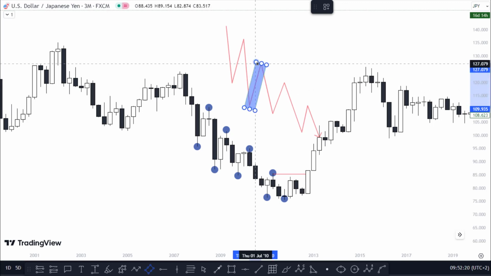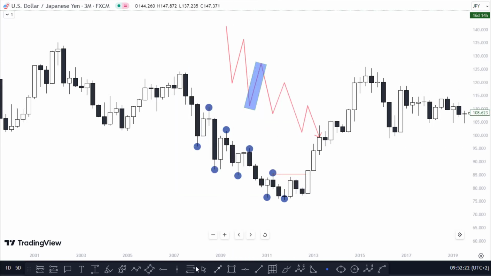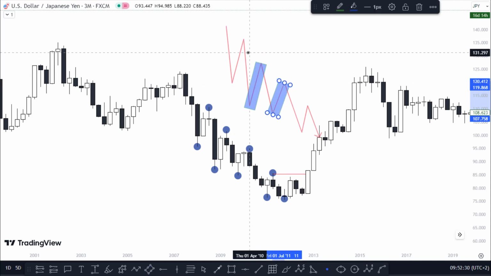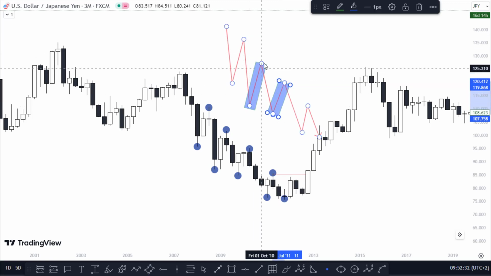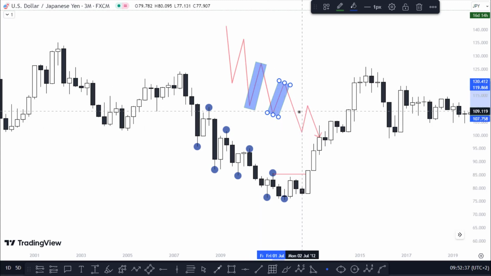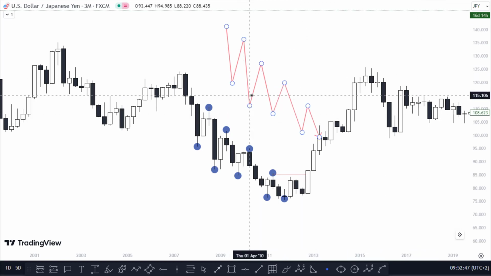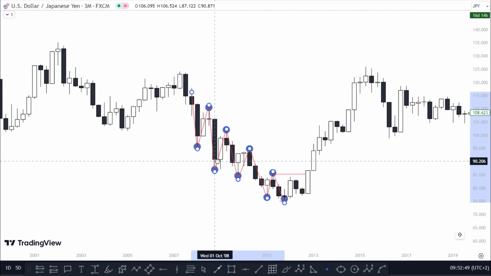So you understand that this is a corrective move. This is a corrective move. You see that? Then this push is an impulsive move: corrective, impulsive, corrective, impulsive, corrective. If you can tell this, you are ready to go in the marketplace.